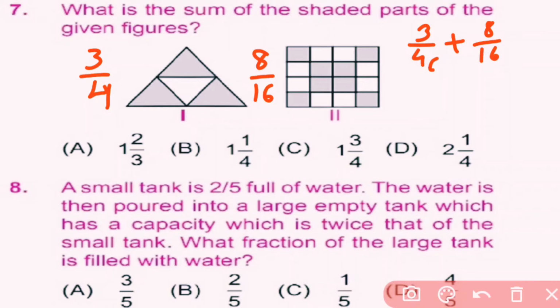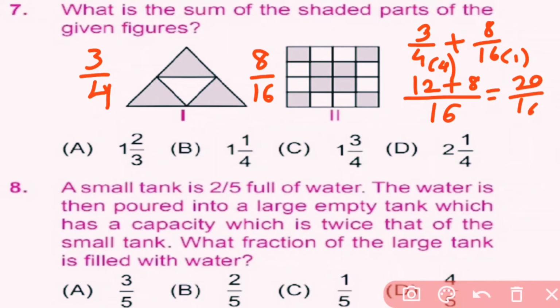So here we multiply denominator by 4 and numerator by 4 to make the denominator 16. So here 3 4s are 12 plus 8 1s are 8. So 20 by 16. 4 4s are 16 and 4 5s are 20. So here mixed fraction will be 1 and 4 by 16, that is 1 and 1 by 4. So B is correct answer.